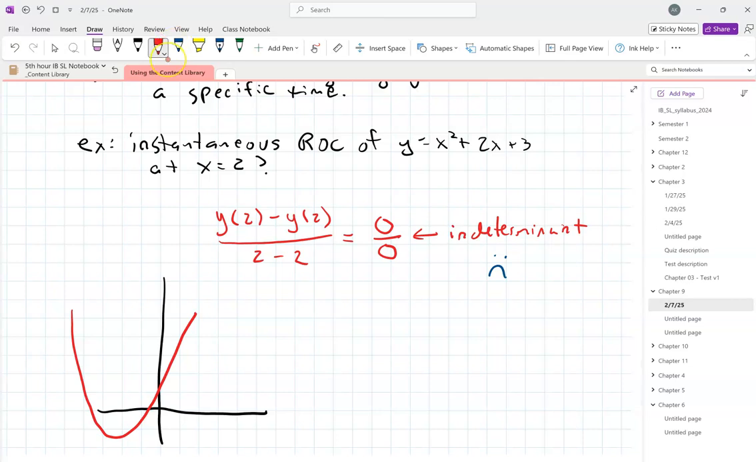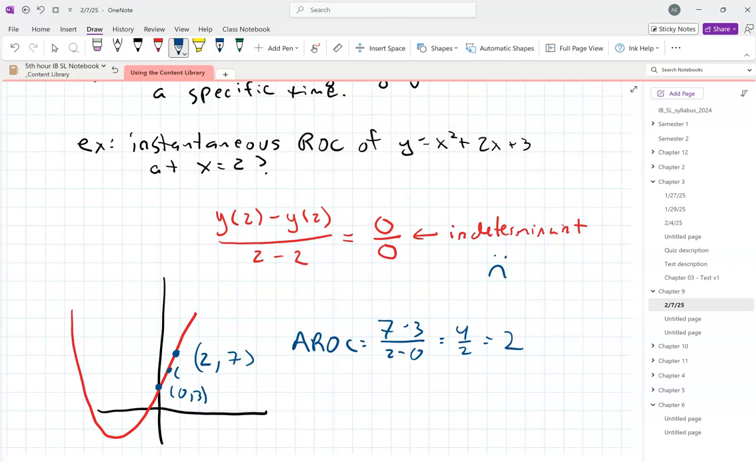And we want this point 2, and then I guess the y coordinate on that would be 4 plus 4 plus 3, so 7. Now, if we go from 0, our average rate of change would be that, right?